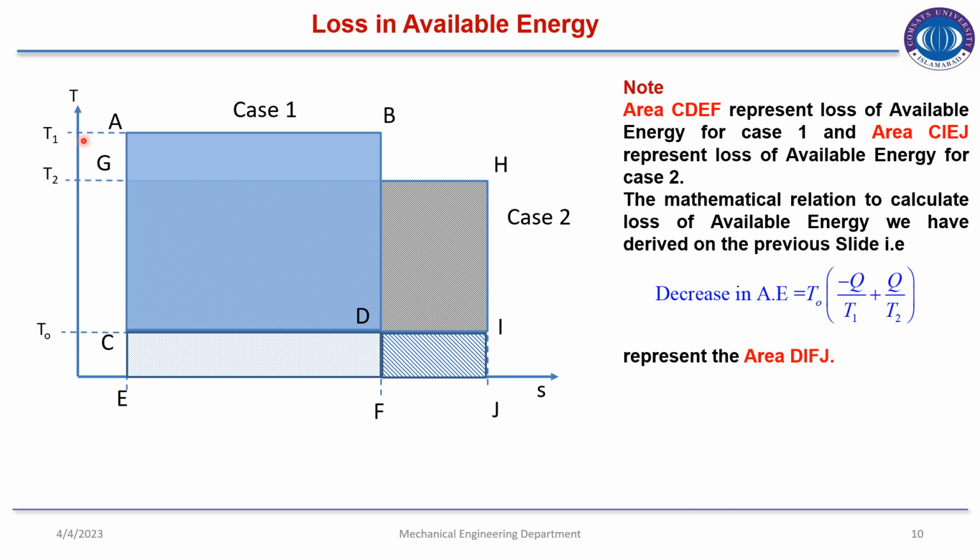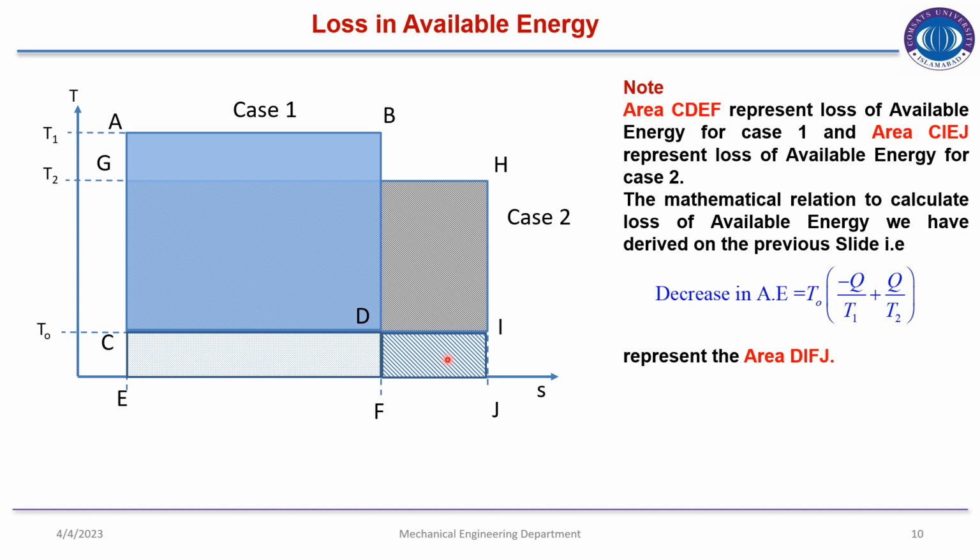Now for the TS diagram. If you look closely, the light blue color rectangle represents case 1, which we discussed in the previous slide as well, and case 2 is represented by the rectangle GHCI. So available energy for case 1 is ABCD, and the available energy for case 2 is GHCI. Unavailable energy for case 1 is CDEF, and unavailable energy for case 2 is CIEJ.